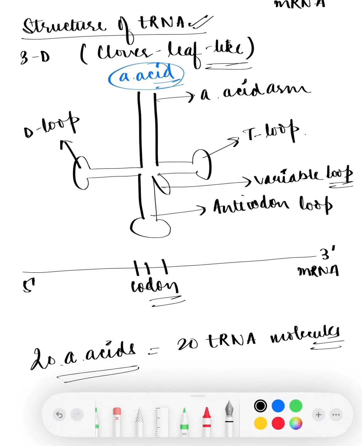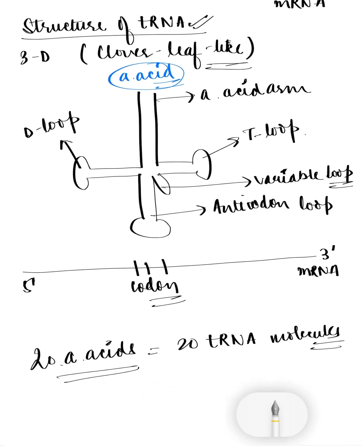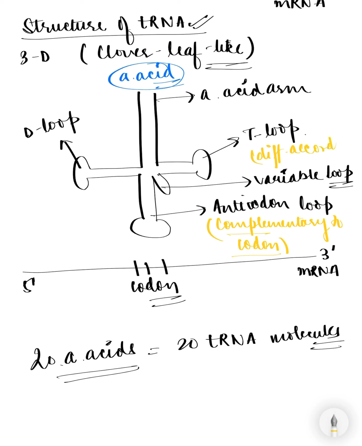Now let's talk about the different parts that we have just mentioned here. This anticodon loop is complementary to the codon. The variable loop is different in different amino acids. It is different according to the codon it is binding.